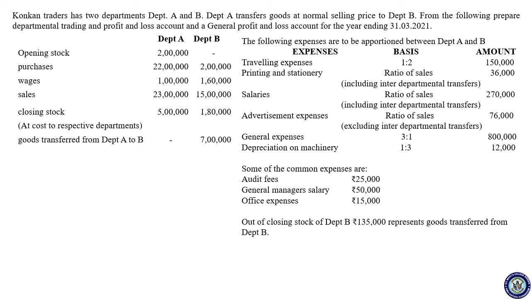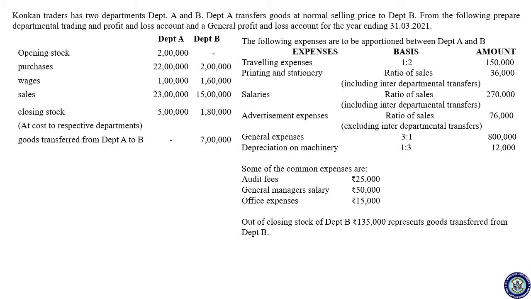But when we are selling to the outsider, who does not come within the company, then in that case you need to give the advertisement. Why do we give the advertisement? We give the advertisement to let the public know about the products. So advertisement excluding interdepartmental transfer.